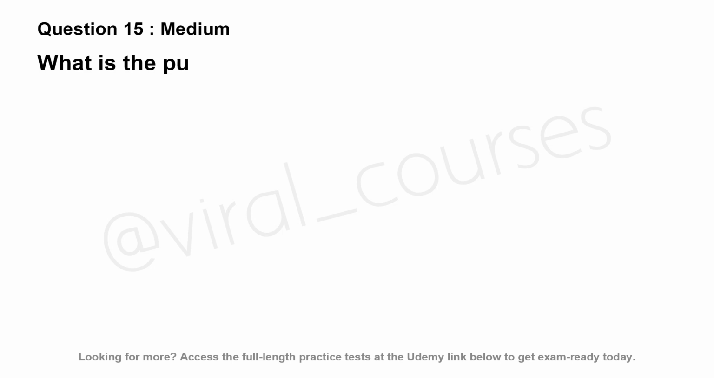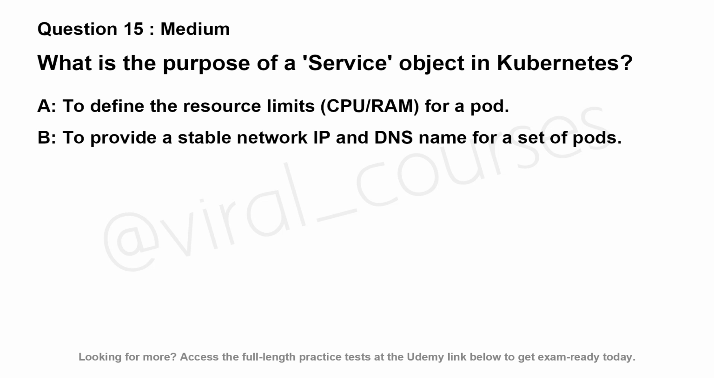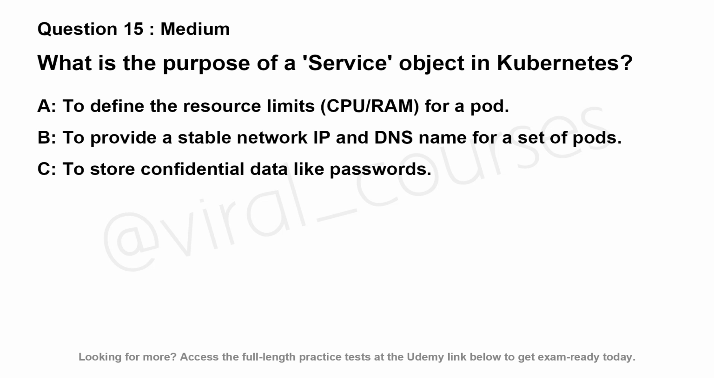What is the purpose of a Service object in Kubernetes? Option A. To define the resource limits, CPU and RAM, for a pod. Option B. To provide a stable network IP and DNS name for a set of pods. Option C. To store confidential data like passwords. Option D. To schedule cron jobs within the cluster.